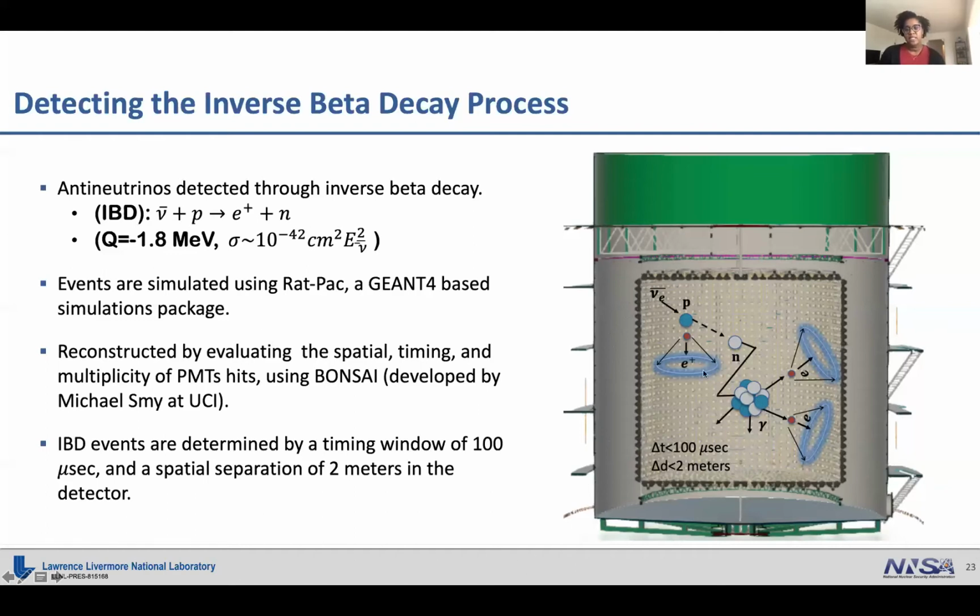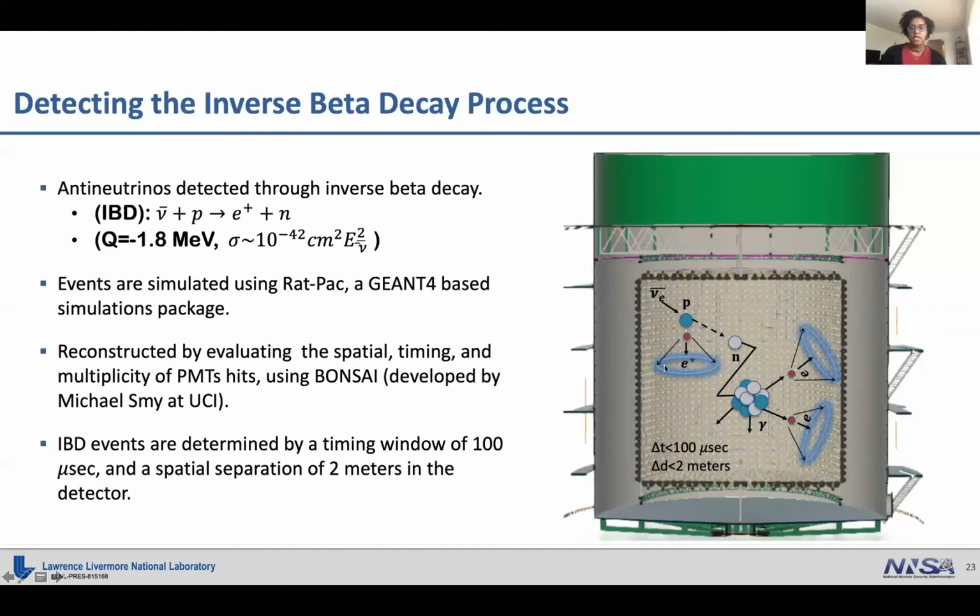But again, if we see the positron and then a delayed neutron based off of the light emission, then we can say that we've seen an antineutrino. We use a GEANT4-based simulation package to understand our response, and then we reconstruct these events using a tool called BONSAI, which was originally developed for the Super-Kamiokande experiment, but we're now using it for our detector.